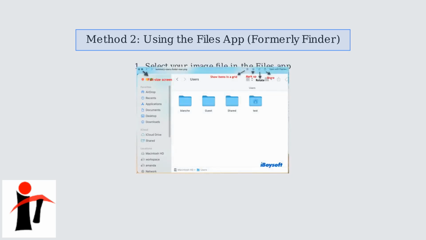The Files app, previously known as Finder, provides a quick way to convert images to PDF. Start by opening the Files app and locating your image file. Select the image you want to convert. Right-click on it to open the context menu. From the menu, choose Quick Look to preview the image. This opens a Quick Look window showing your image.